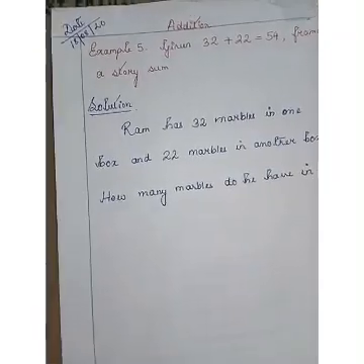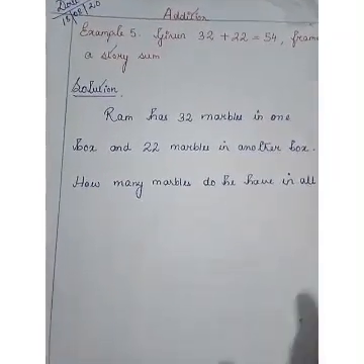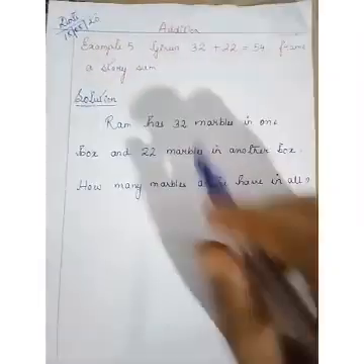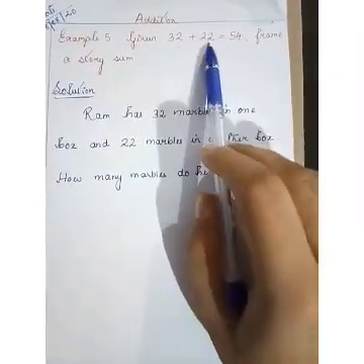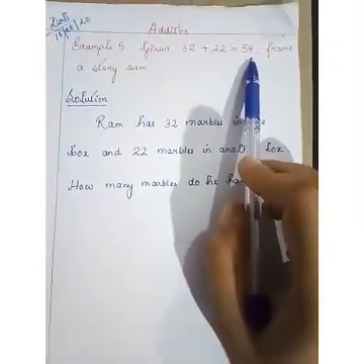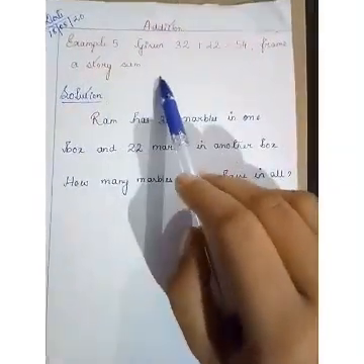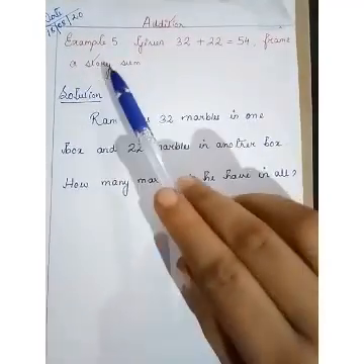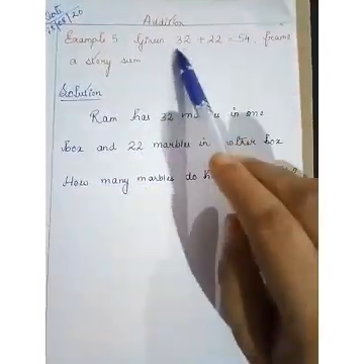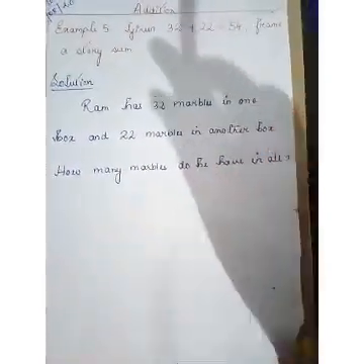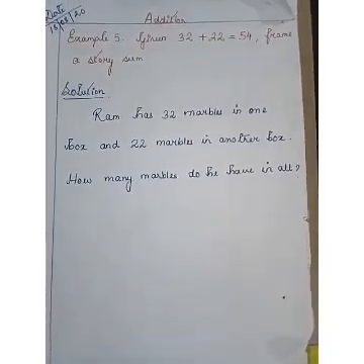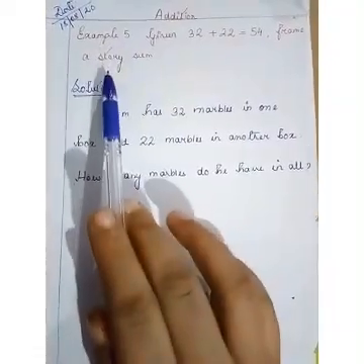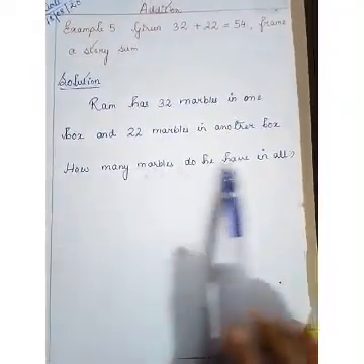Now there was one question there about the word problem, that is example 5. I have explained, but I am explaining again. Okay. Given 32 and 22 equals 54. Frame a story sum. So I have taken one example here. Whenever the question is given frame a story sum, the numbers will be given here. You have to make a real life situation or a story of your own. Okay, so I have made it in this way. So whenever there is a frame a story sum, you have to write in this way.